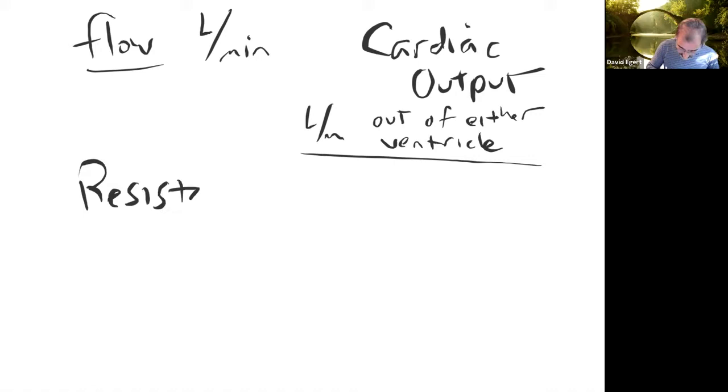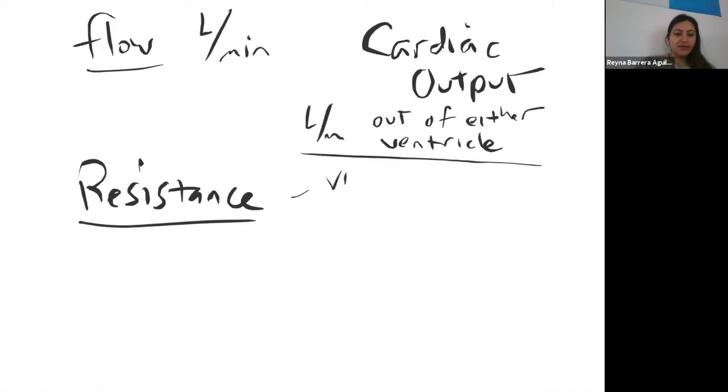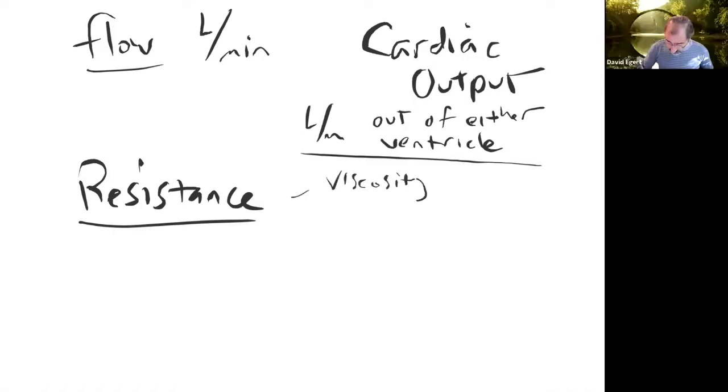Resistance to flow is another big thing that will be coming in. And obviously resistance, we talked about what are things that can affect resistance to flow. Viscosity of the blood. Yeah, so viscosity can affect resistance. The more viscous, the harder it is to move the blood through the vessels. The total length of vessels. Total length.